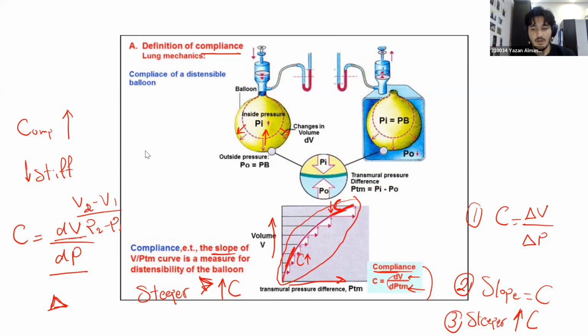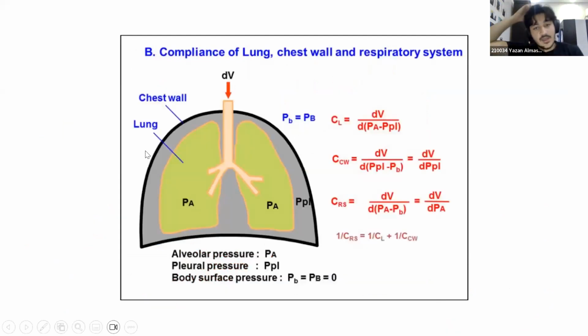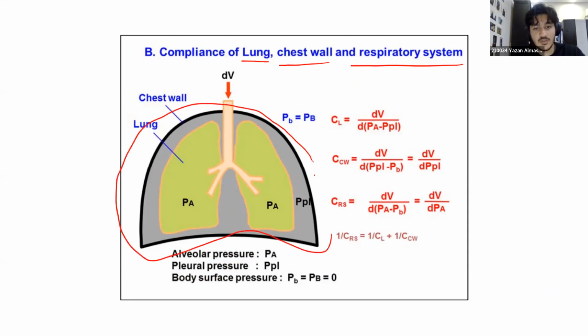Okay, so now we need to understand that compliance of the lung is different from the compliance of the chest wall, which is different from the respiratory system compliance. The respiratory system is this whole thing: the chest wall, the pleural space, and the lungs. This is all the respiratory system.